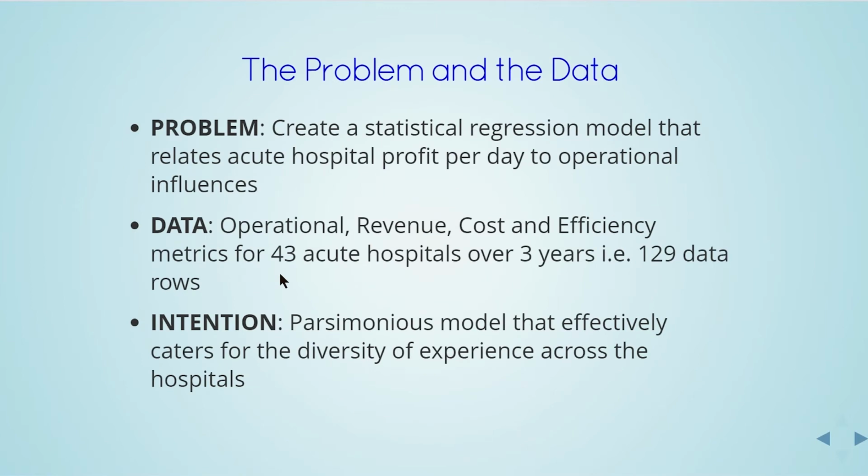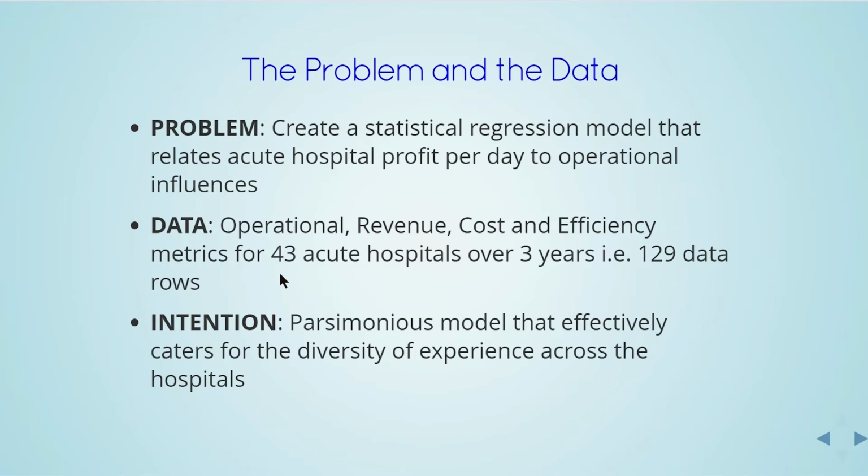Okay, so the problem was to create a statistical regression model that relates acute hospital profit per day to operational influences. The data was actually very small because there are 43 acute hospitals over 3 years, and that was 129 data rows. However, there were tons of different metrics that we tried, related to everything from the age of the doctors in the hospital to more global metrics, which actually proved quite statistically significant. The intention was to make, even though there were lots of metrics, a very parsimonious model that could cater for the diversity of experience across the hospitals and across time.